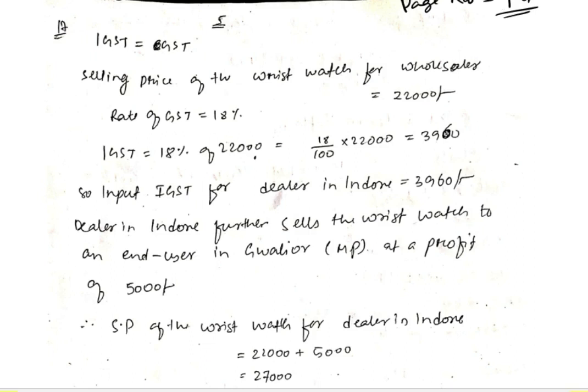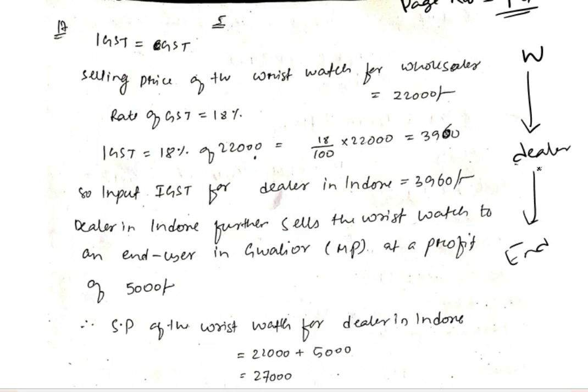Okay, first you make the mind map. So a wristwatch was sold by a wholesaler from Mumbai to a dealer in Indore. Okay, so a wholesaler was there. It sold a wristwatch to a dealer, and again the dealer sold it to an end user.